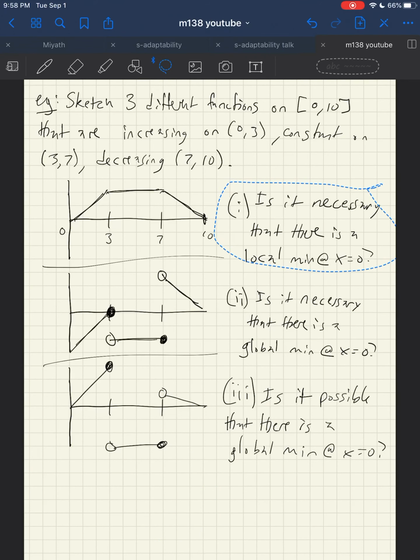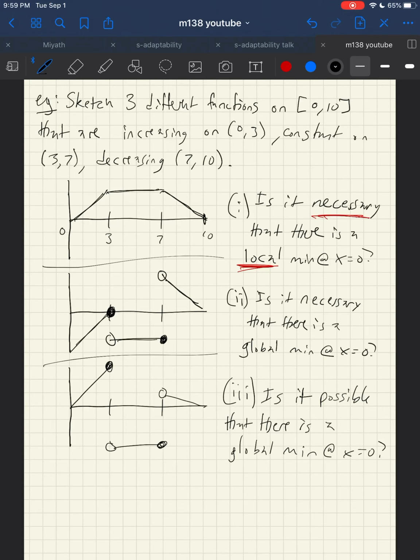Okay, so question number 1. Is it necessary that there is a local min at x equals 0? So let's highlight the important words here. Now, just because you happen to get yeses or nos on some of these questions from the 3 graphs that you happen to make doesn't mean it's true for all such graphs, but sketching these graphs is just to get you thinking a little bit. Is it necessary that there's a local min at x equals 0?